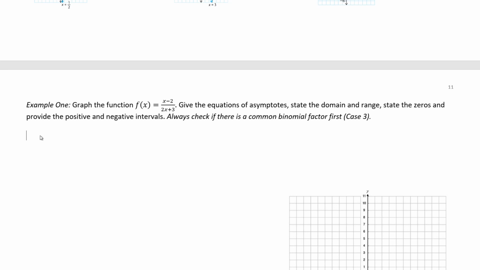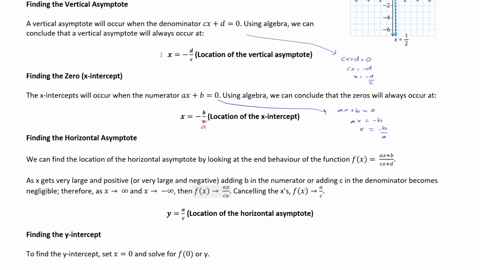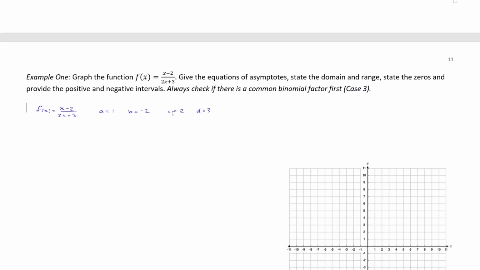So if I write here, f of x is equal to x minus 2 over 2x plus 3, I can actually write out that a is equal to 1, b is equal to negative 2, c is equal to 2, and d is equal to 3. So recall that if I want to find the equation of the vertical asymptote, it's negative d over c, because I'm finding the x value that will cause the denominator to be equal to 0. So what I'll do right here is I'll say vertical asymptote.